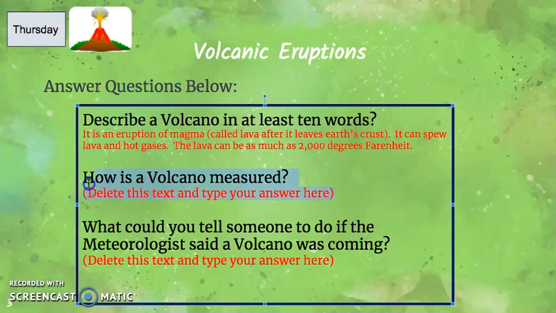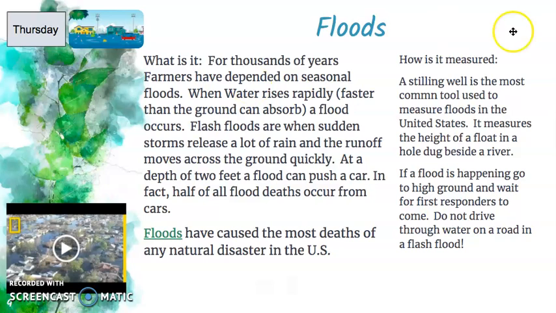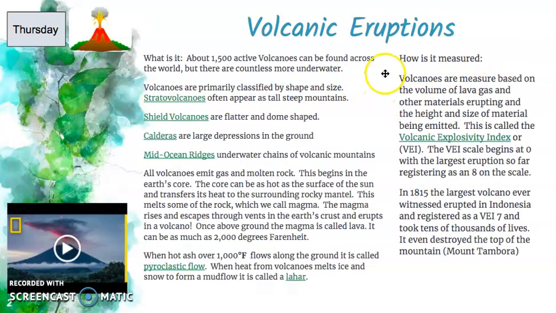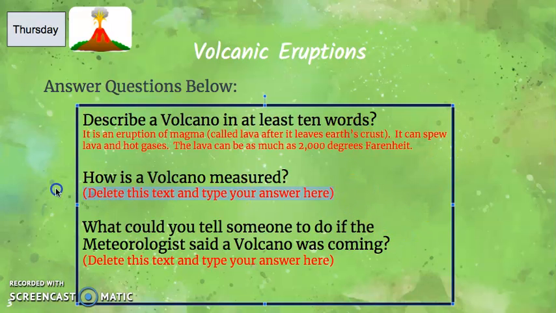How is a volcano measured? So a really quick look at that. No, that's floods. Volcanoes are measured on the Volcanic Explosivity Index. The Volcanic Explosivity Index. And then what could you tell someone to do if the meteorologist said a volcano was coming?